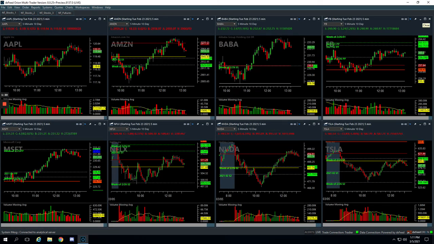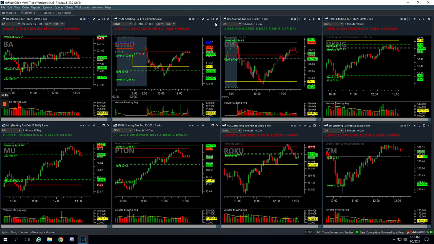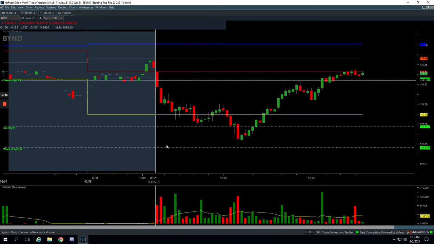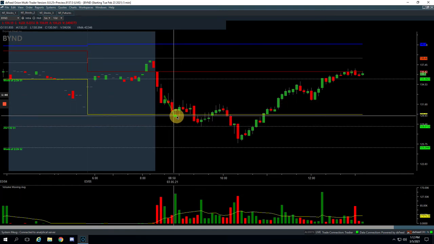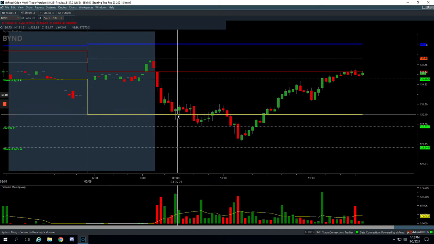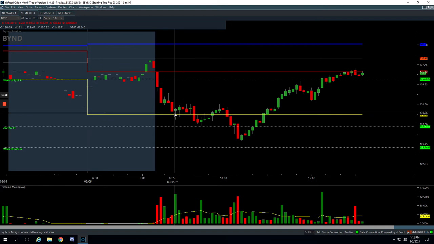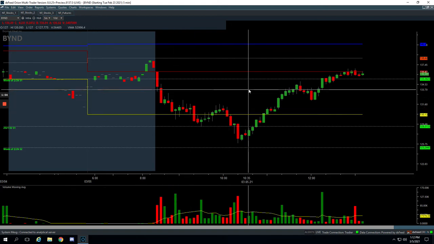And then on the runners, Beyond Meat had this big flush down, big spike in volume, waited for a bounce, got short right here, and then just caught that little flush right there. I got out of my last piece right down here near the bottom. Didn't sit through any of this chop. Obviously could have taken more had I been wanting to hold on, but I just wanted to take that off and book it. So booked 424 there.